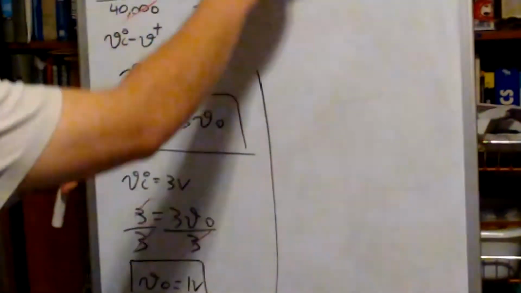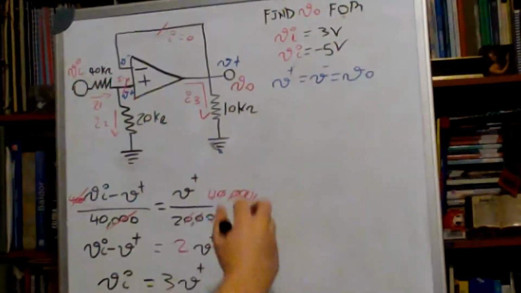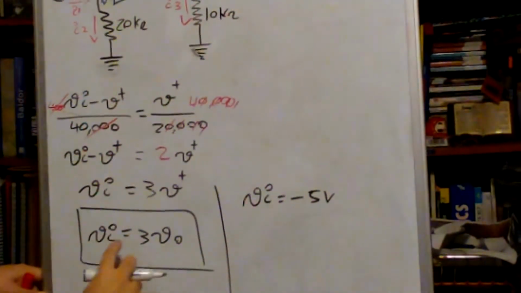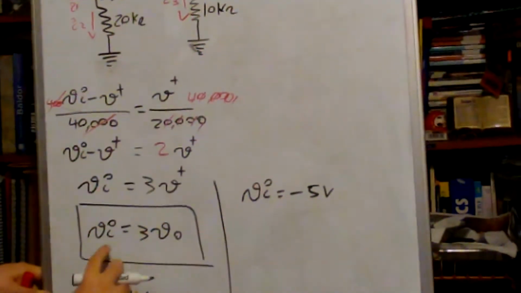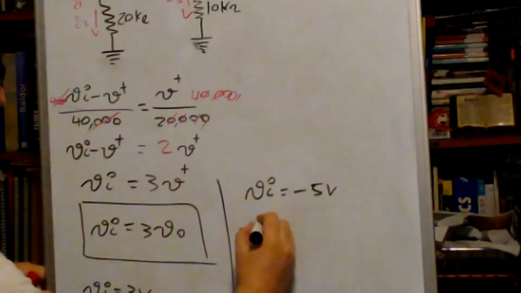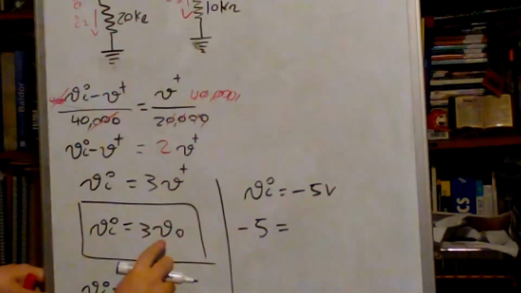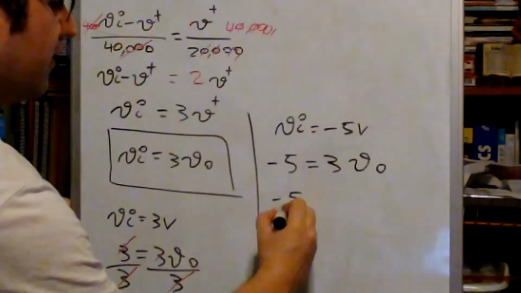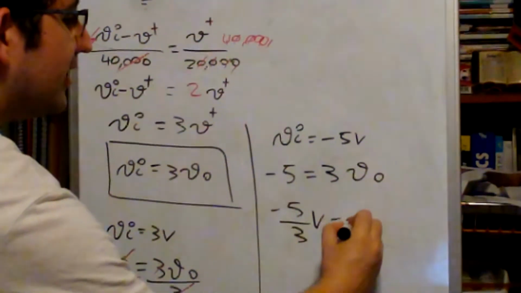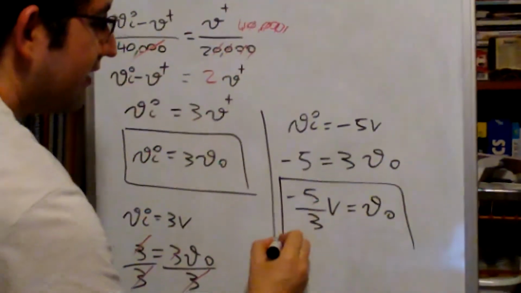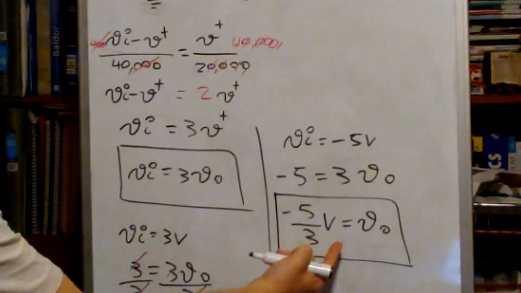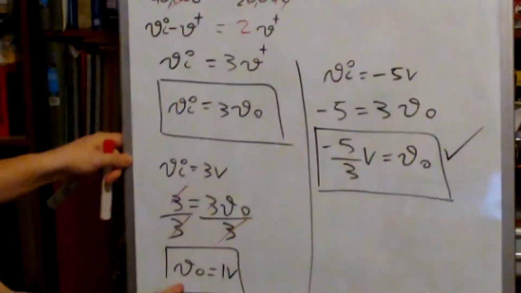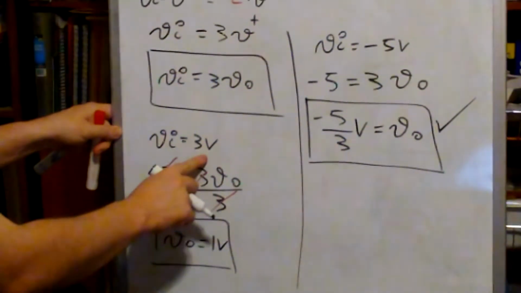Let's see the other case, when Vi is equal to minus 5 volts. So when Vi is equal to minus 5 volts, we go from this equation. We're going to say that Vi is minus 5 volts. So minus 5 volts is equal to 3 Vo. I divide: minus 5 over 3 volts is equal to Vo. So this is the Vout, output voltage, when Vin is minus 5 volts. And this is the output voltage when Vin is 3 volts.